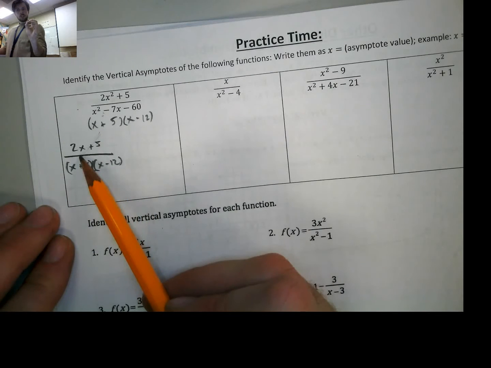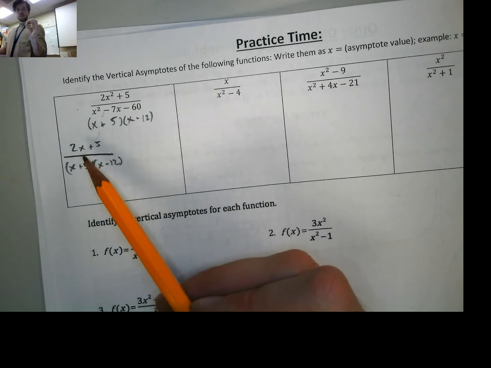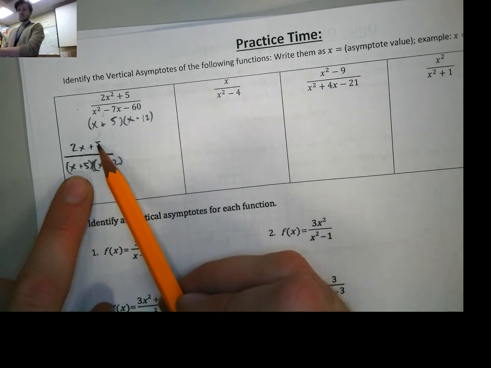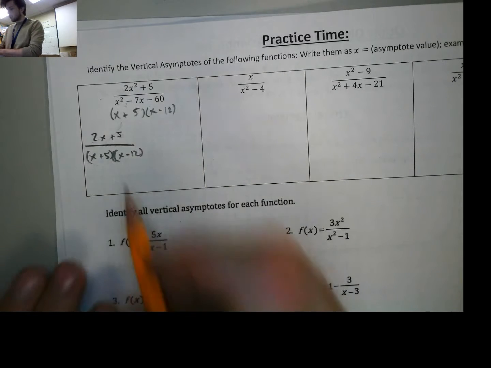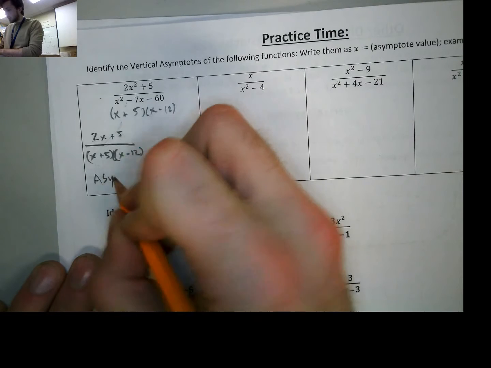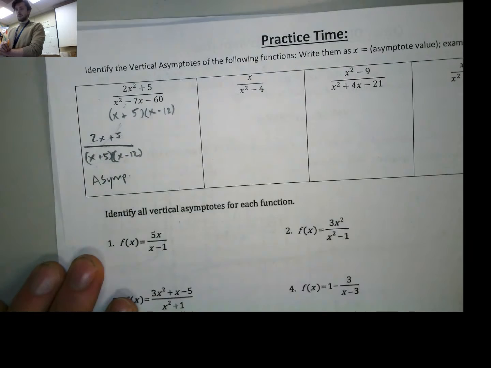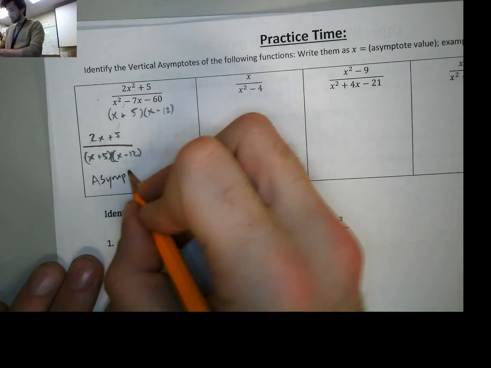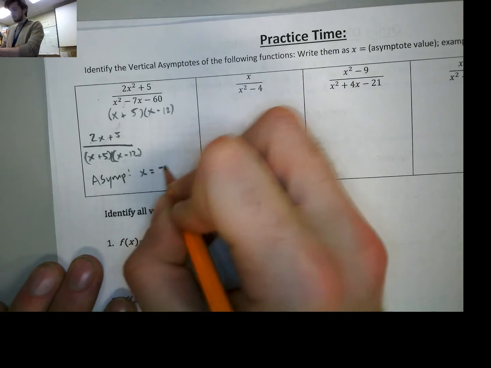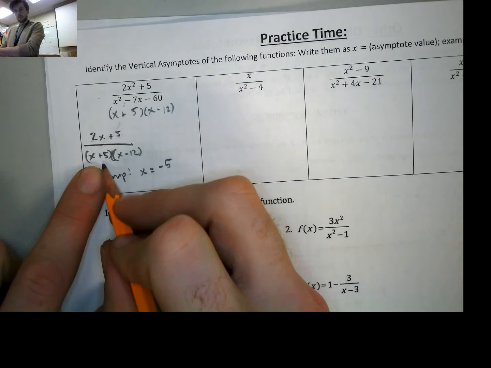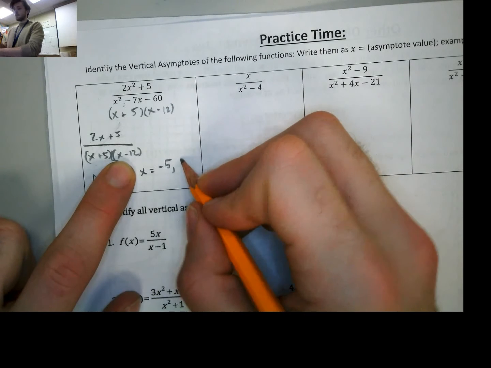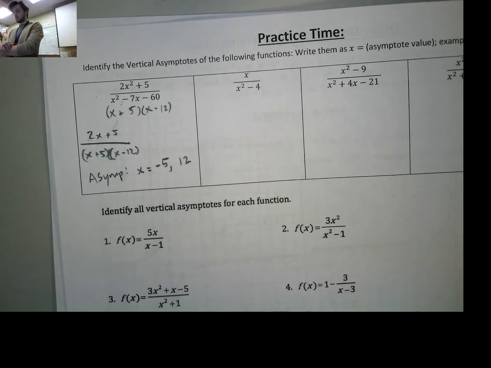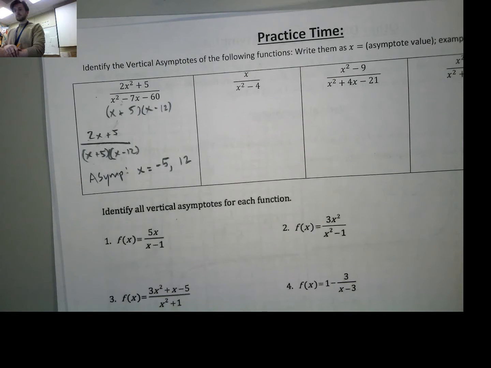Now, can you cancel these two out and create a hole in your graph? No, just because there's a plus 5, you can't do that. There's a 2x plus 5 and x plus 5, no. But this does mean you have an asymptote, which I usually just write as ASYMP, at x equals negative 5, right? That would make that undefined. And x equals positive 12 would make that undefined.